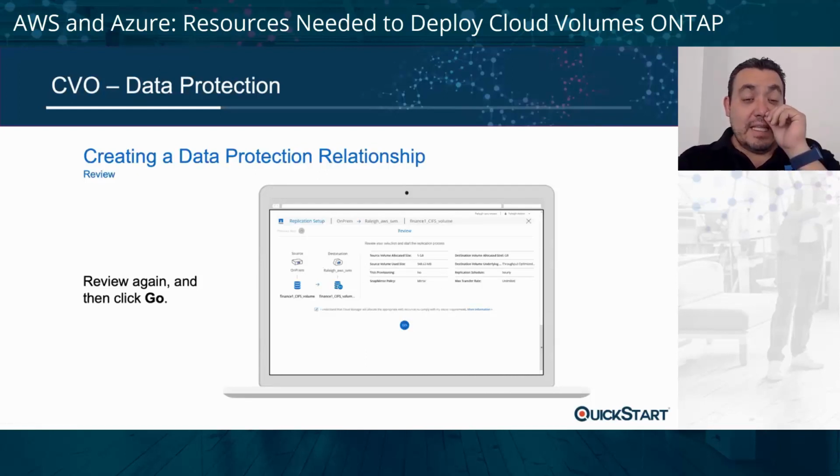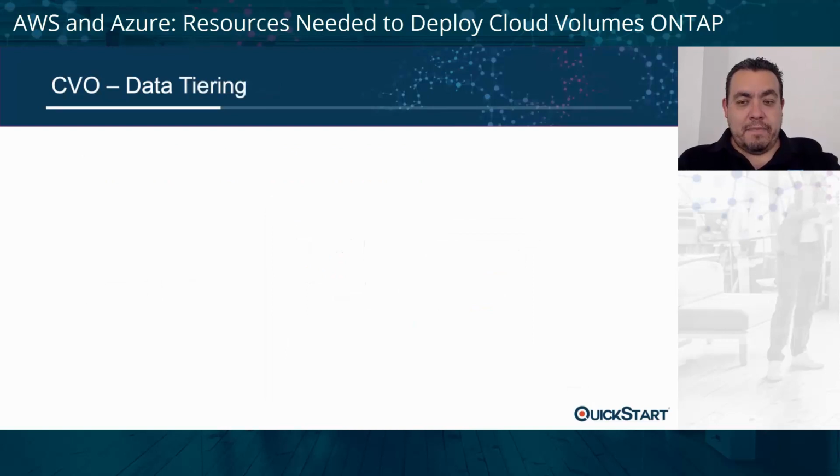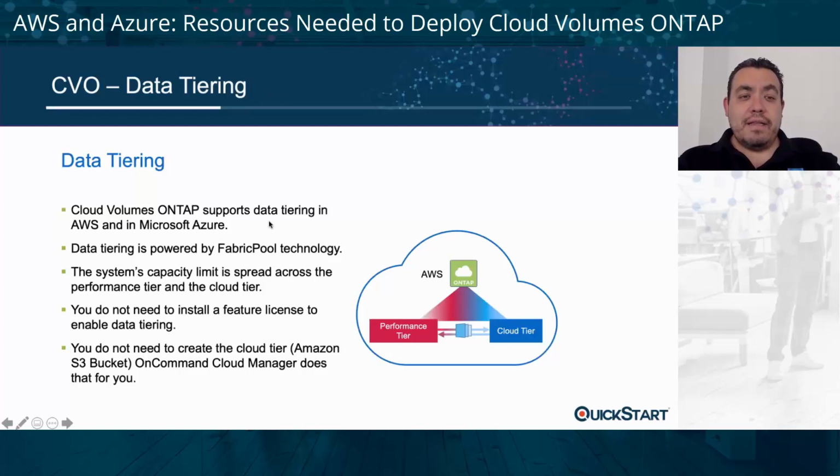So Cloud Manager, it's way easier than System Manager. Okay? If you are a NetApp customer and you have seen System Manager, guys, trust me, Cloud Manager is way easier than System Manager. More use cases, we can enable data tiering. And data tiering is powered by FabricPool. That means that if you have a performance tier within your CVO, you can tier to the cloud tier, to the object tier, okay? And if you enable data tiering from Cloud Manager, then Cloud Manager is going to create the cloud tier for you, okay?